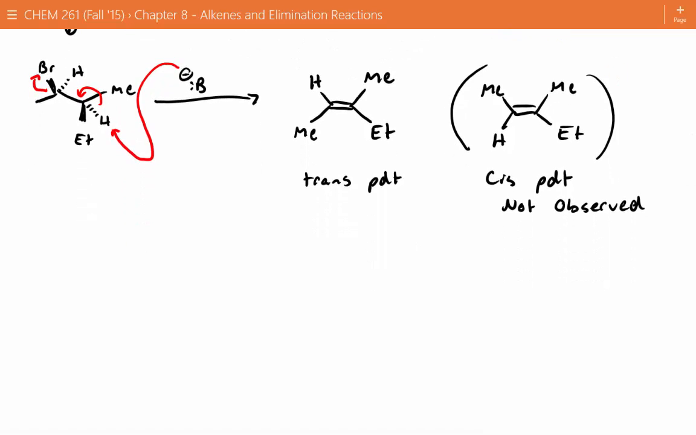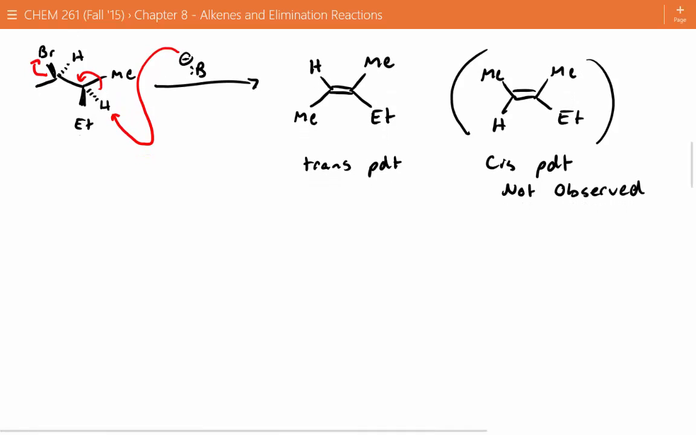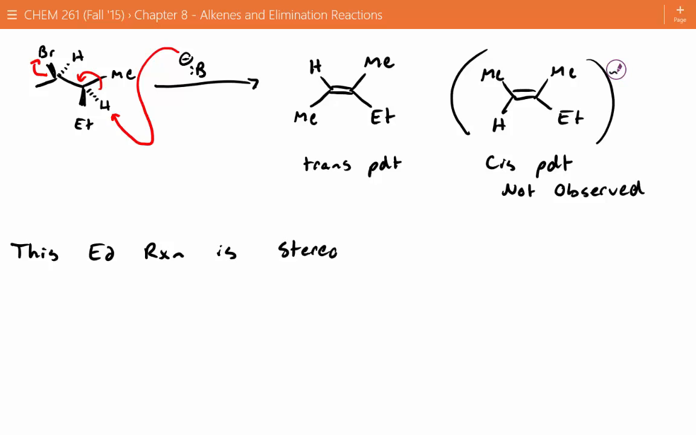All right, so this is a pretty unique E2 reaction. We only get one product out. We don't get any other products. And when we are referring to reactions where you only get one product, we call it stereospecific. So this E2 reaction is stereospecific. And stereospecific is just a unique way of saying that there is only one possible reaction pathway.